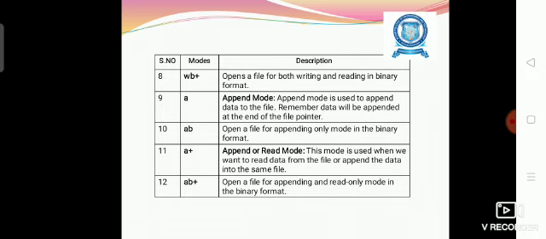AB means appending in binary format. A plus means both append and read mode. We can do both with the help of A plus mode. AB plus means open a file for appending and reading in binary format.